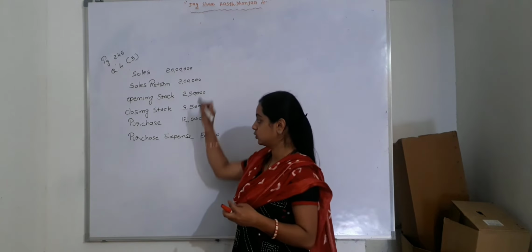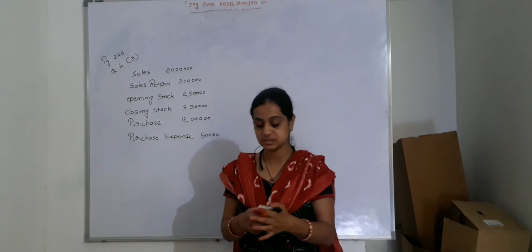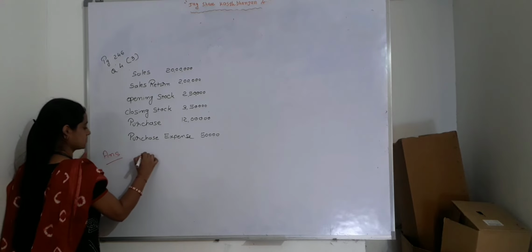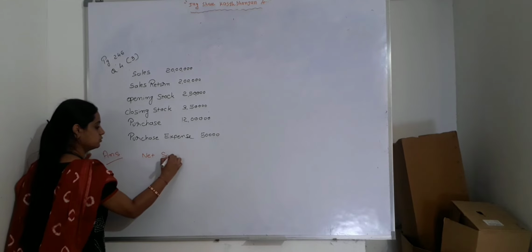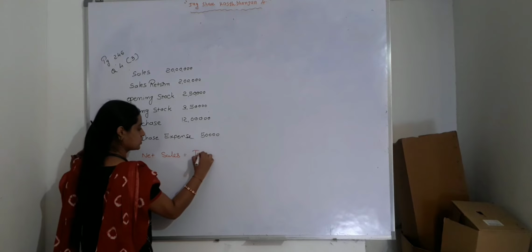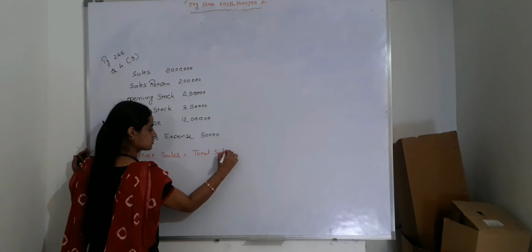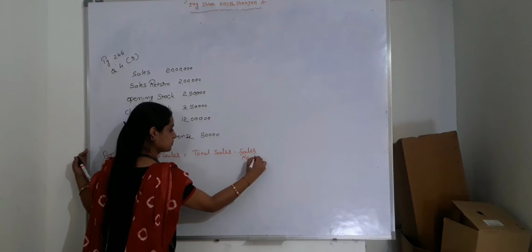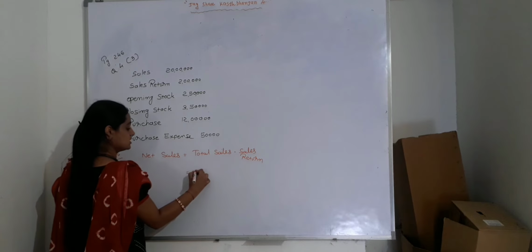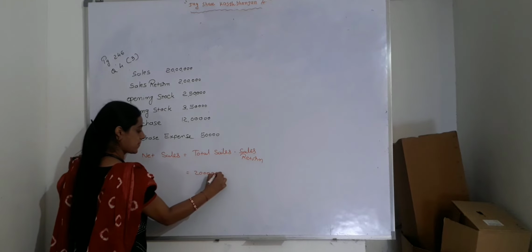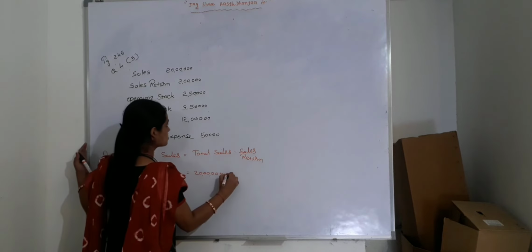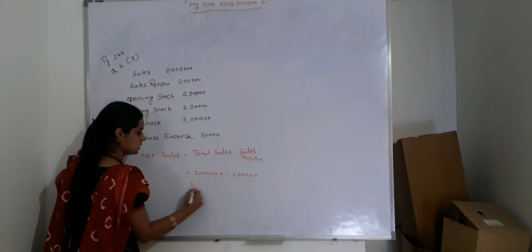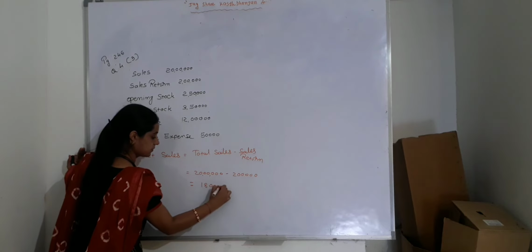So first of all, we have to find net sales. Net sales is equal to total sales minus sales return. So total sale is 20 lakh minus 2 lakh. So our net sale is 18 lakh.